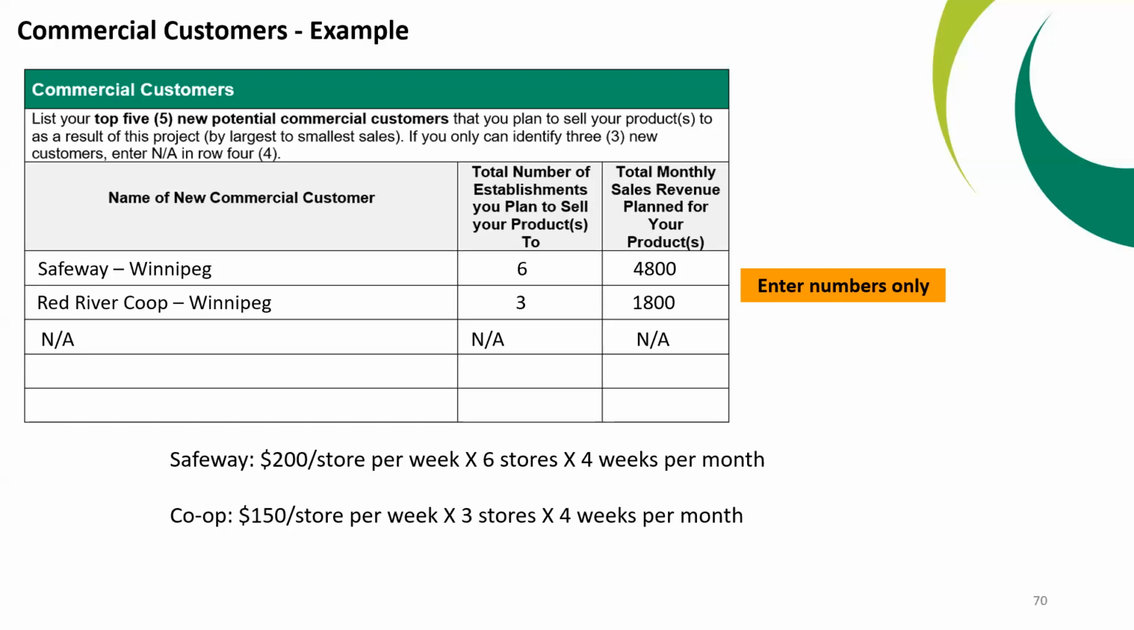So I just put in A on the next line. In terms of the calculation to get there, I'm saying $200 per store per week times 6 stores times 4 weeks. So that's the math to get to $4,800. And the co-op, $150 per store per week times 3 stores times 4 weeks. That's how you get this. And again, just enter the numbers only, no dollar signs, no commas, and don't worry about the pennies.